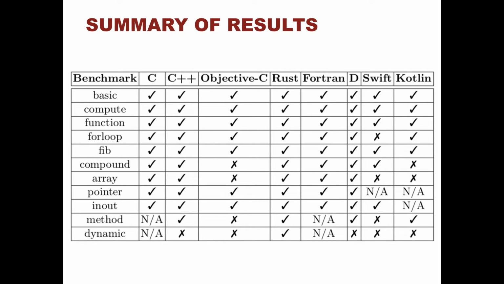We didn't have to change SMACK at all. And we could verify fairly complex programs in Fortran without any problems, just because the way it's compiled into LLVM IR is very similar to C. Okay, and now I'll focus on what we did with Rust and how we went about supporting Rust.